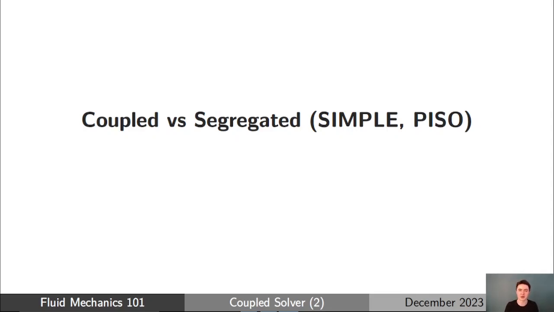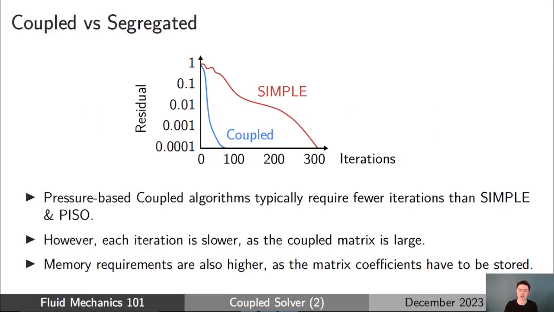Now, to finish off the talk, I just wanted to do some quick recommendations and comparisons for whether you should use a coupled solver or a segregated solver, which will be particularly useful for you if you use Fluent, for example, and you have the choice of pressure velocity coupling algorithms. Now, if you search online, what you'll often find is that people report that the pressure-based coupled solver typically requires fewer iterations than the SIMPLE and PISO algorithms for steady-state solutions.